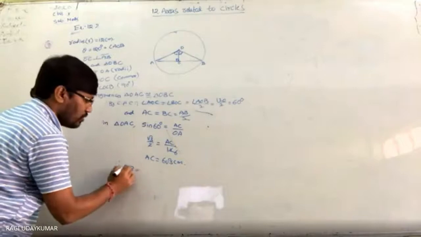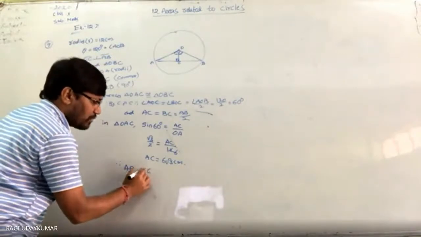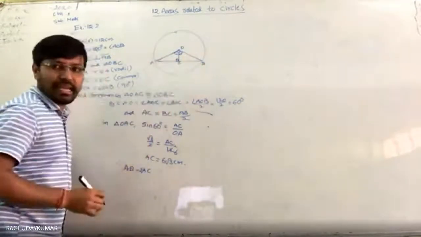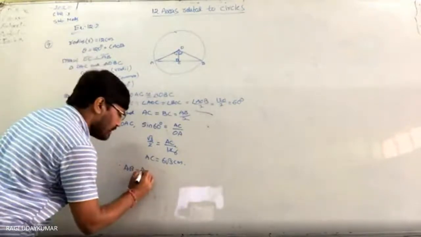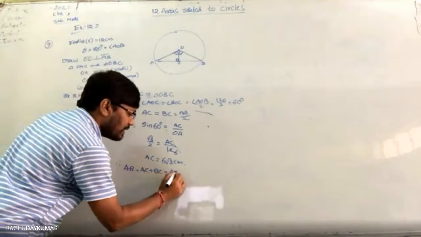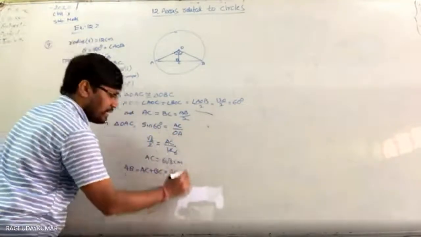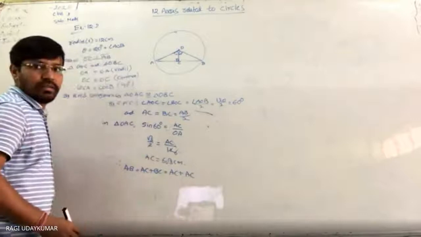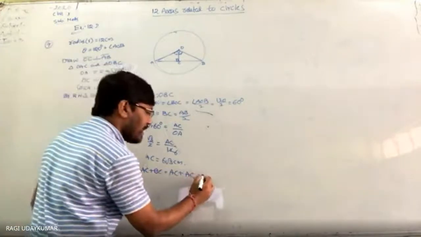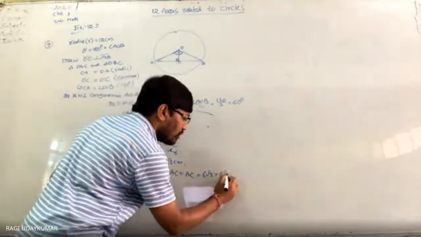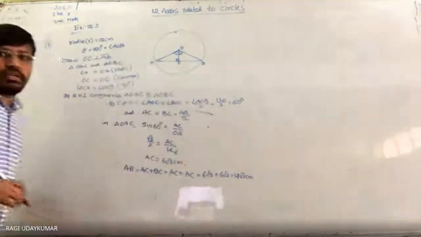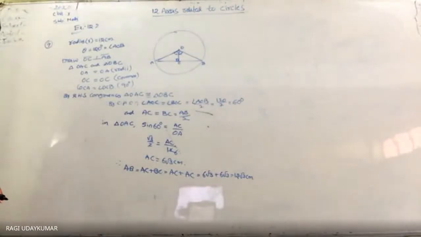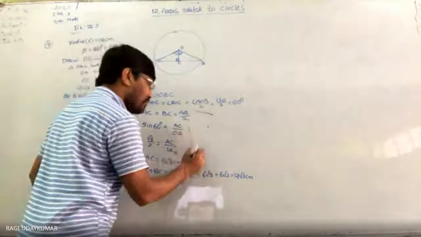So therefore AB is equals to 2 times of AC. ये दोनों का सेम लेंथ है और you can write here if you want AC plus BC and AC plus BC is equals to AB. So you can write as 6√3 plus 6√3 which is equals to 12√3 centimeters. 12√3 centimeters AB हो गया है.